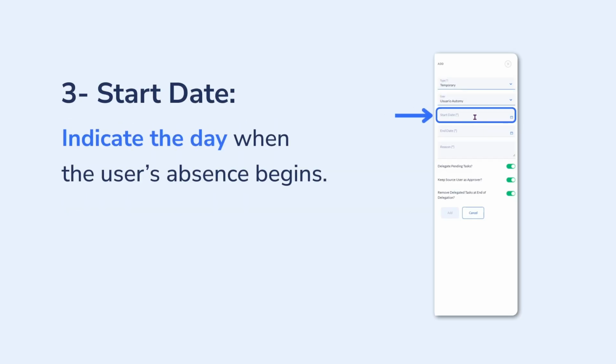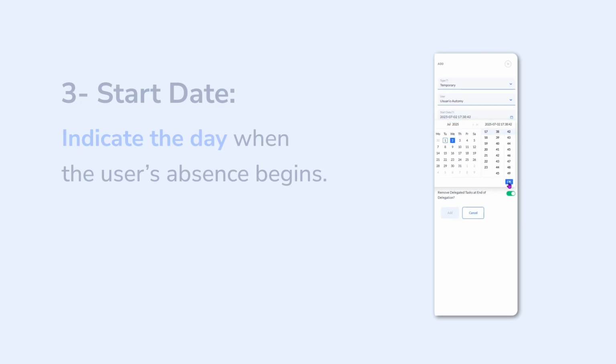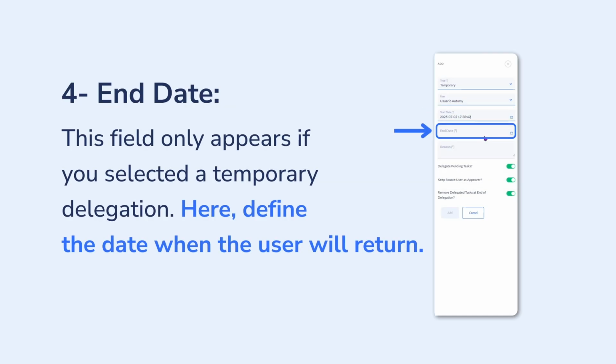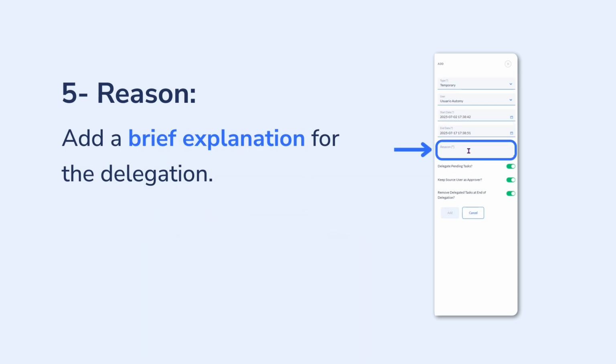3. Start date. Indicate the day when the user's absence begins. 4. End date. This field only appears if you selected a temporary delegation. Here, define the date when a user will return. 5. Reason. Add a brief explanation for the delegation.